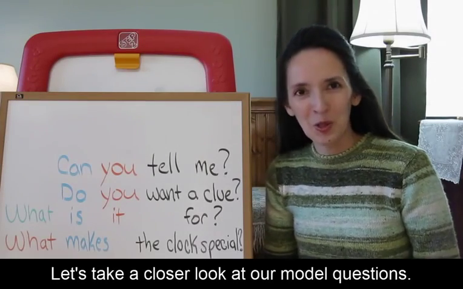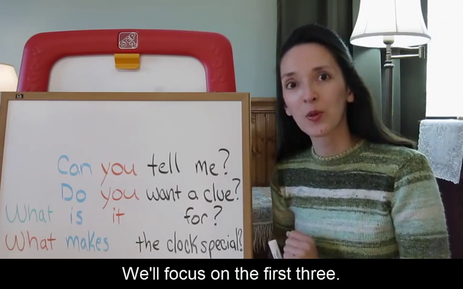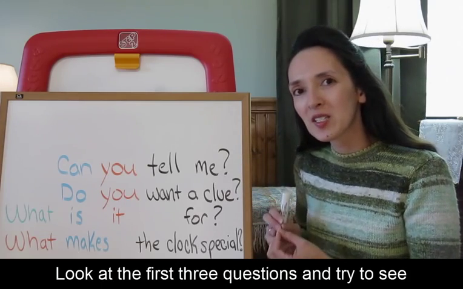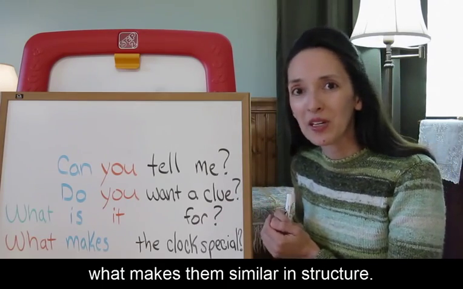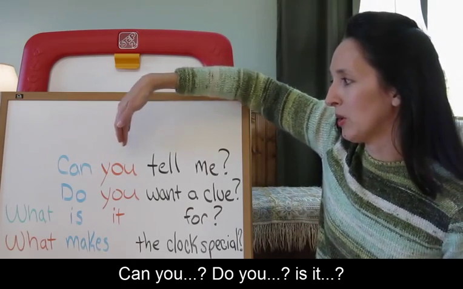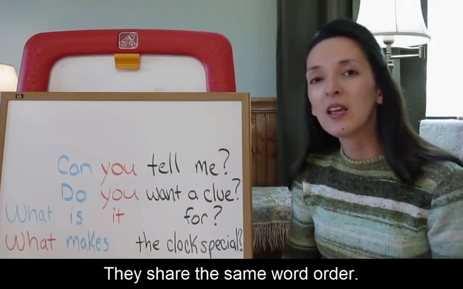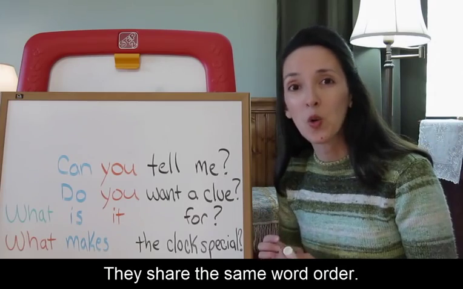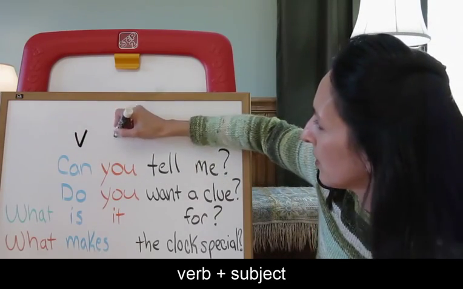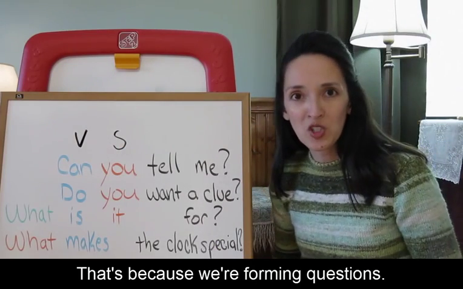Let's take a closer look at our model questions. We'll focus on the first 3. Look at the first 3 questions and try to see what makes them similar in structure. Can you? Do you? Is it? They share the same word order. Verb, subject. That's because we're forming questions.